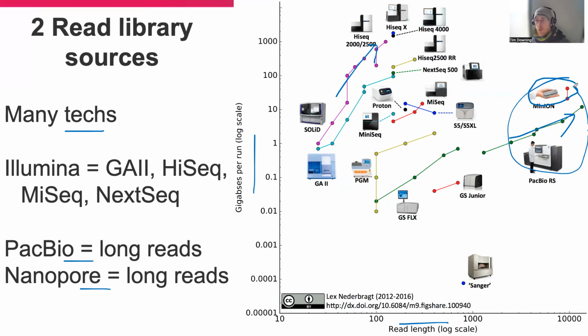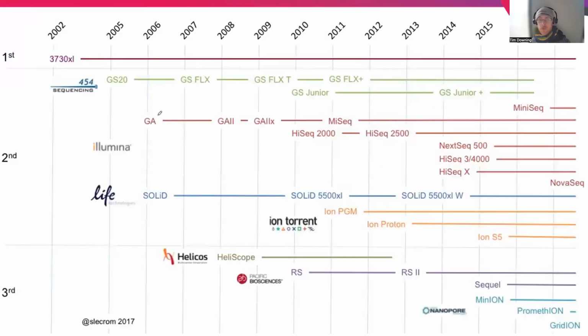We can also see a more updated picture here of the different technologies. 454 is gone. Illumina is still here. Life Technologies is effectively gone. Ion Torrent is not useful in my experience. And there are other ones that are not really worth noting anymore. We have PacBio and Nanopore, all of which generate useful long reads using different machine types. So results will differ even between the different machine types.